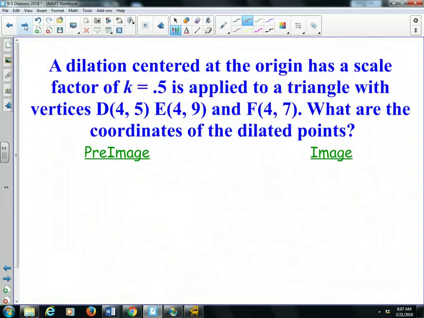Okay, the last thing we're going to finish up with here. So if we have a dilation, again, centered at the origin, that's a big deal right there, because when it's centered at the origin, we just multiply or divide by the scale factor to get the answer. It has a scale factor of 0.5, so it's going to be a reduction because my scale factor is less than 1. It's applied to triangle with vertices D, E, and F. What are the coordinates of the dilated points?